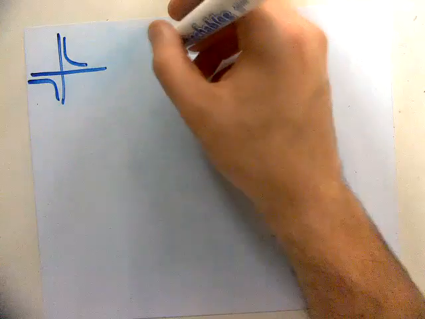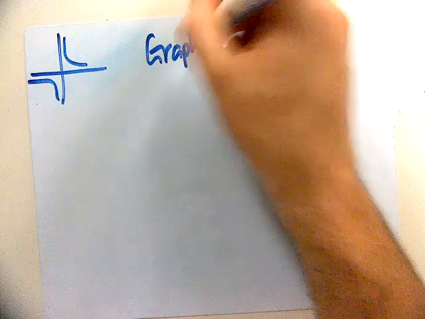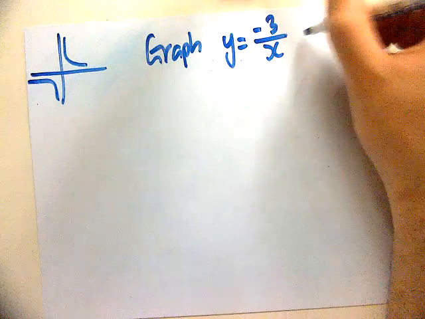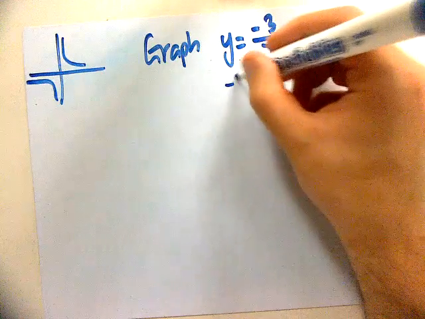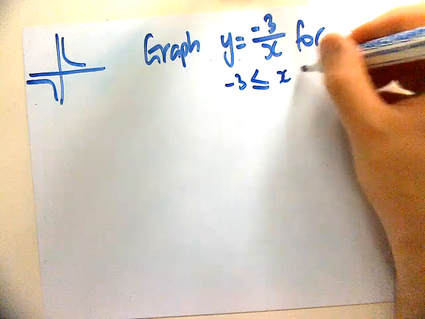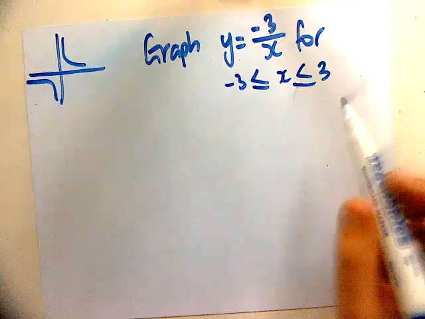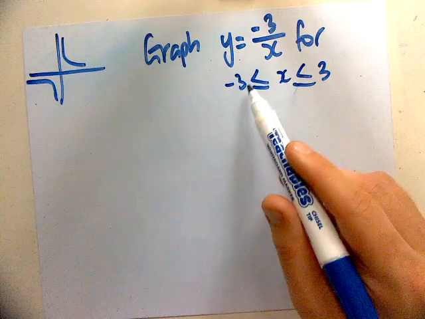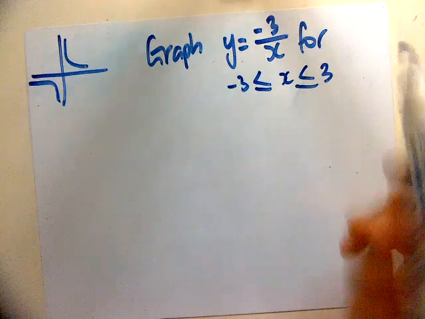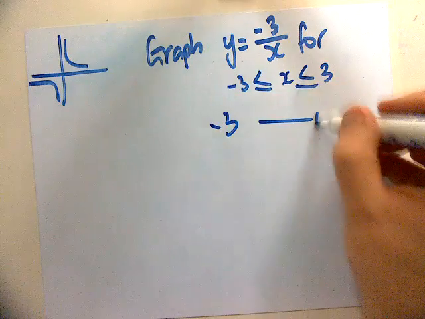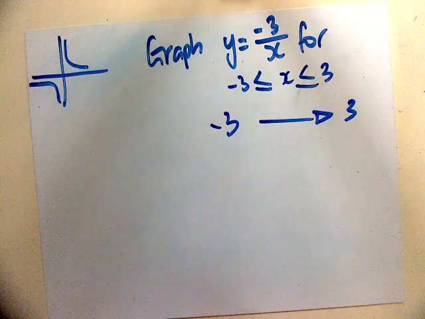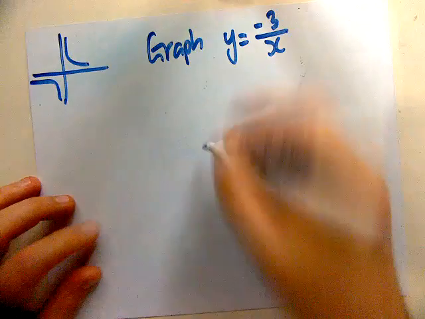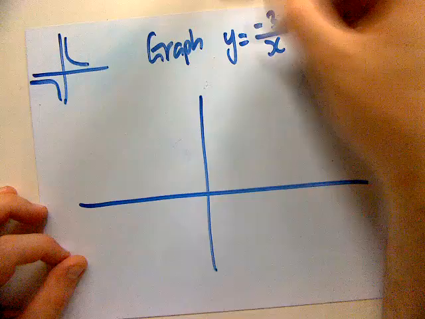So here you might get something like graph y equals -3 on x. Now it says here for -3 ≤ x ≤ 3. That's essentially saying x is greater than or equal to -3 and x is less than or equal to 3. So this essentially means you're going from -3 all the way up to 3. That's where you would draw your table of values for. Now, this graph looks different because of this negative here.